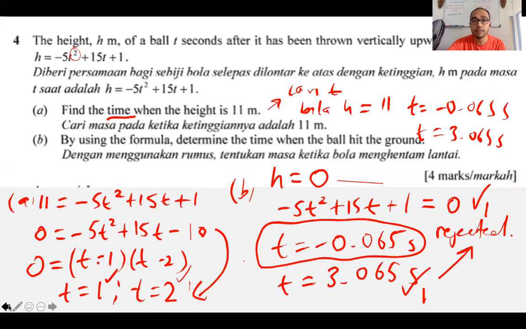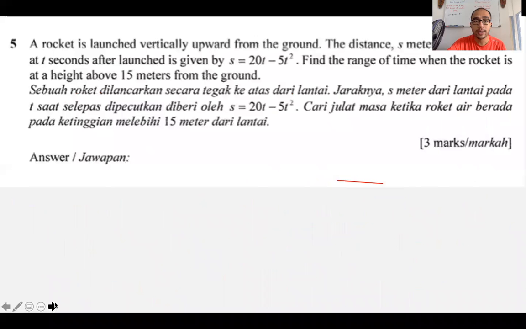The same question as number 4. Just that number 4 is to find the time. Quadratic equation. When you have words such as "find the range of time", range of time means the answer must have this or this or this or this. Okay, when the rocket is above 15 meters from the ground.